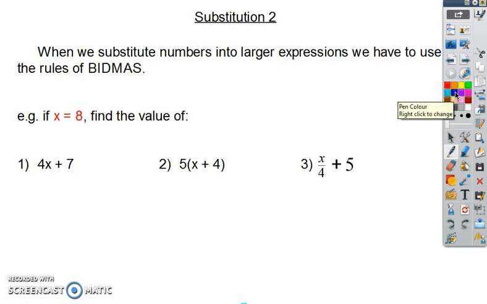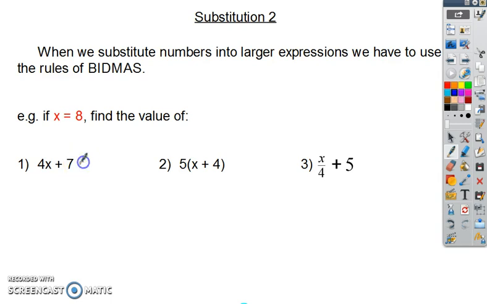Alright, substitution 2. When we substitute numbers into larger algebraic expressions, we have to use the rules of BIDMAS. In other words, we work out the brackets first, then the indices, then division sums, multiplication sums, addition sums, and finally subtraction sums. Alright, for example, if x is 8, we're going to find the value of these expressions by substituting 8 in for x.